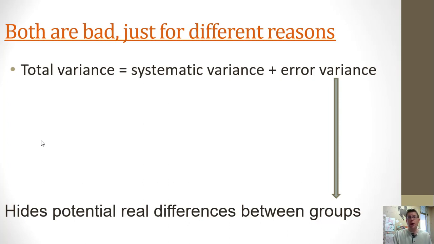Okay, both confounds and error variance are bad, just for different reasons. Remember, confounds are part of systematic variance, whereas error is part of error variance. That's another way that they differ.